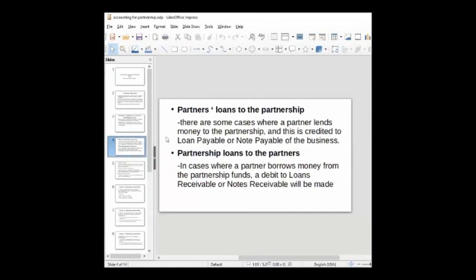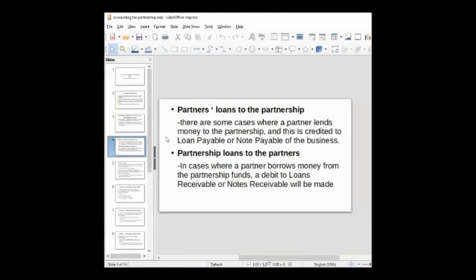An additional account for a partnership is the partners' loans to the partnership. There are some cases where a partner lends money to the partnership, and this is credited to loan payable or note payable of the business. So for the cash received from one of the partners, which will be recorded in the partnership books, you debit the cash and you credit loan payable to Mr., the name of the partner.